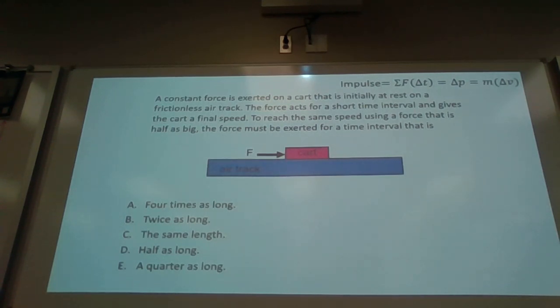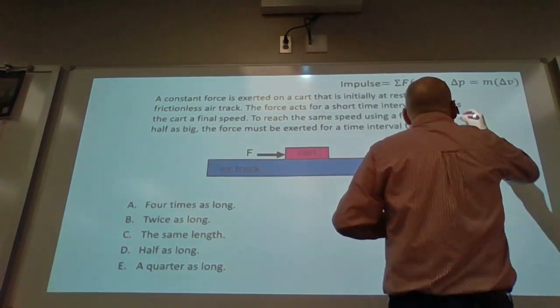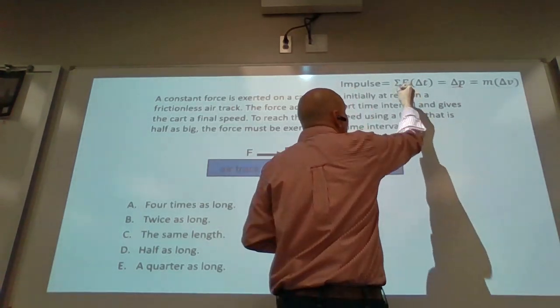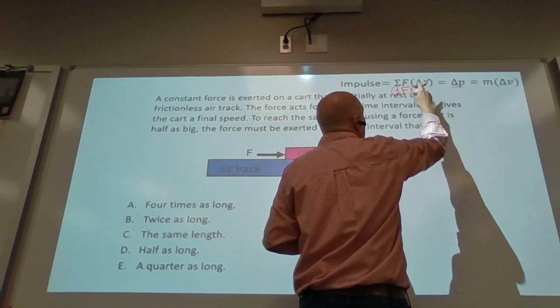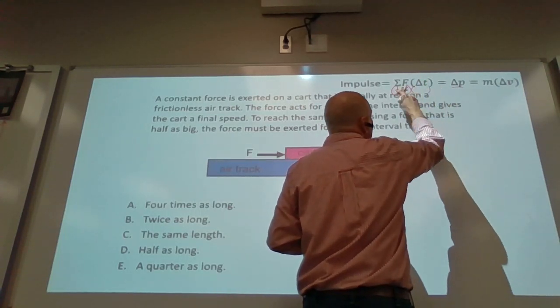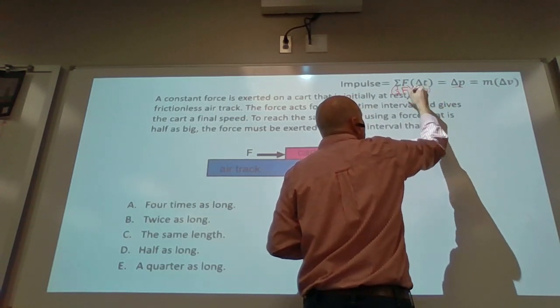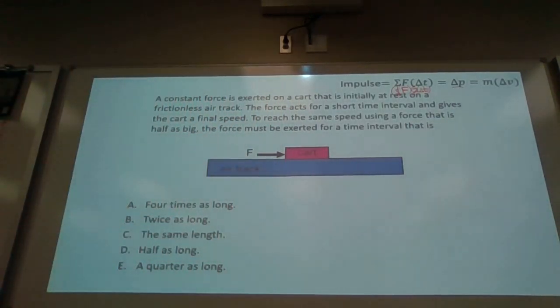Correct answer is B. Okay? The change in momentum we're saying is identical. So if you have half of the force, in order to cancel this out, to keep this the same, you need to multiply your time by 2. Make sense? Mathematically?